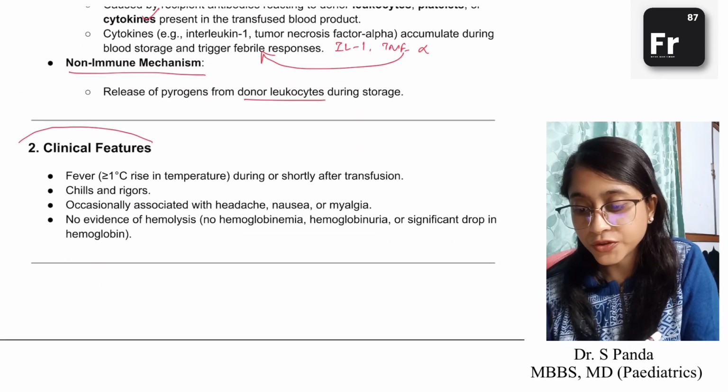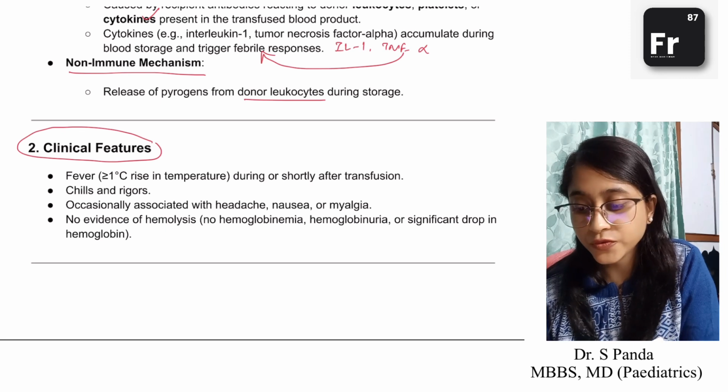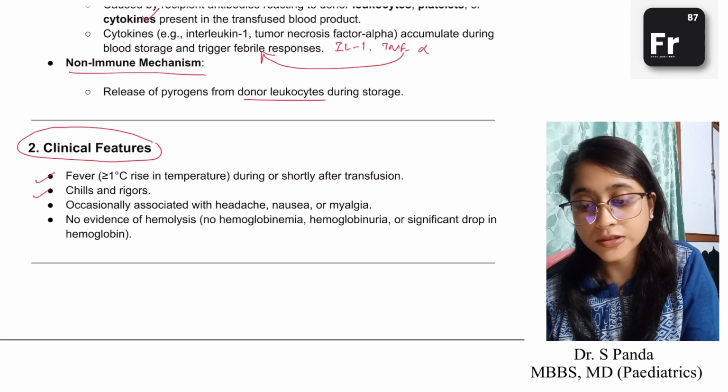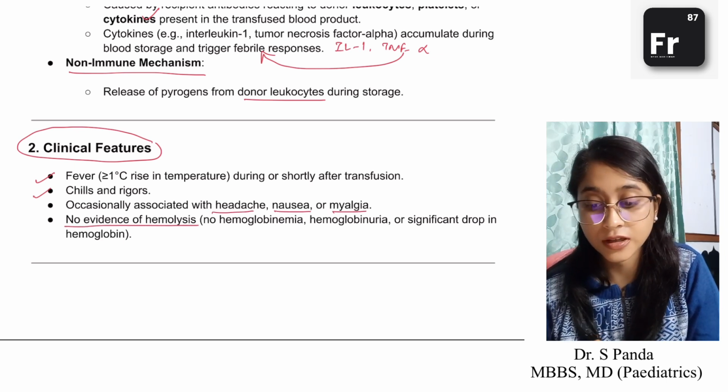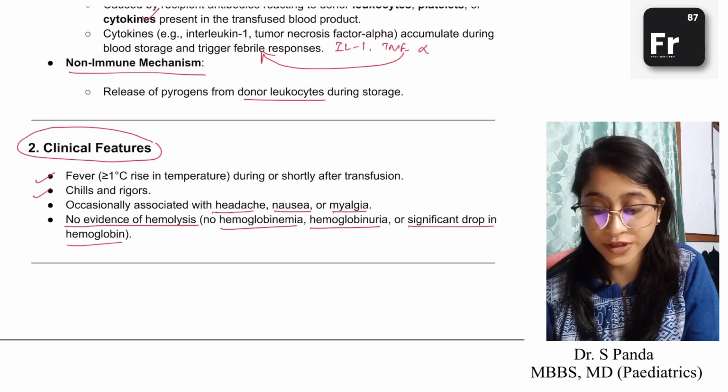The clinical features are fever during or shortly after transfusion. They can be associated with chills and rigors, occasionally associated with headache, nausea, or myalgia, but there is no evidence of hemolysis. So there will be no hemoglobinemia, hemoglobinuria, or significant drop in hemoglobin.